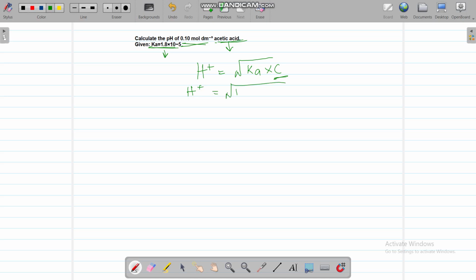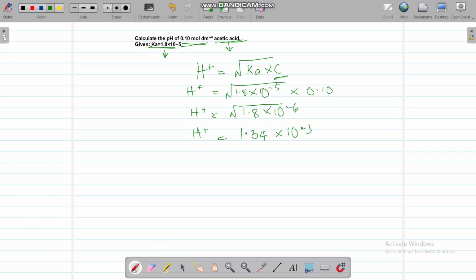So we have [H+] equals the square root of, what's our Ka? 1.8 times 10 raised to the power minus 5 times 0.1 mol/dm3. If you punch this value into your calculator, you have 1.8 times 10 raised to the power minus 6. We are meant to find the square root of 1.8 times 10 raised to the power minus 6. Punch it into your calculator, and your answer will be 1.34 times 10 raised to the power minus 3.